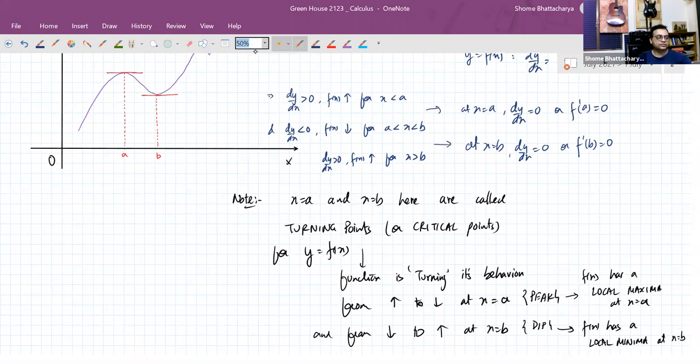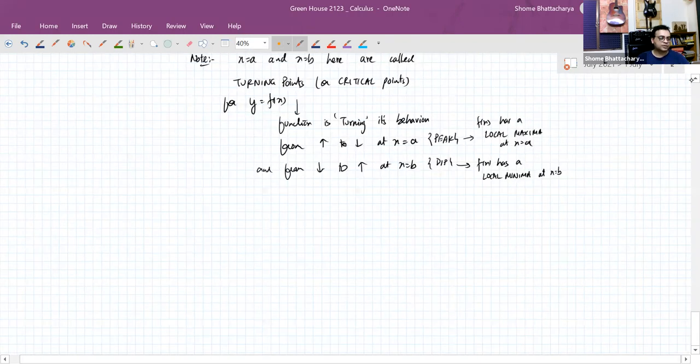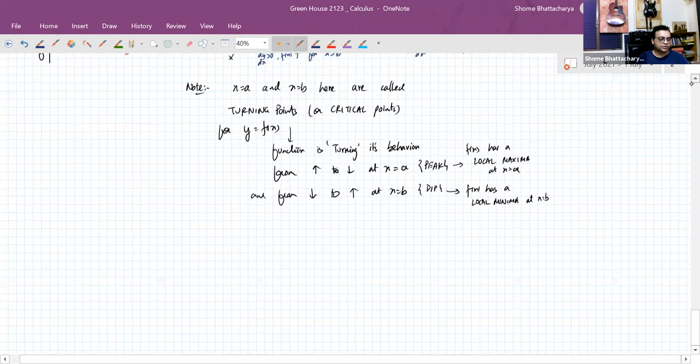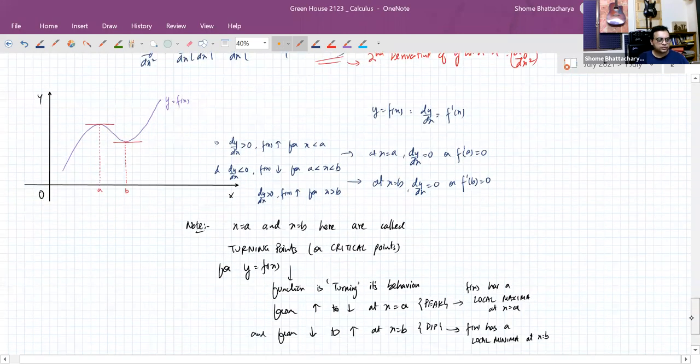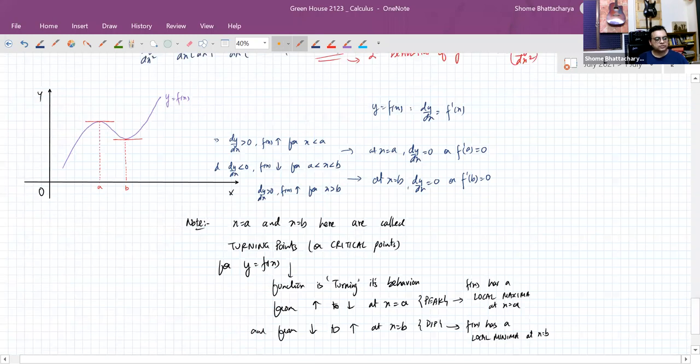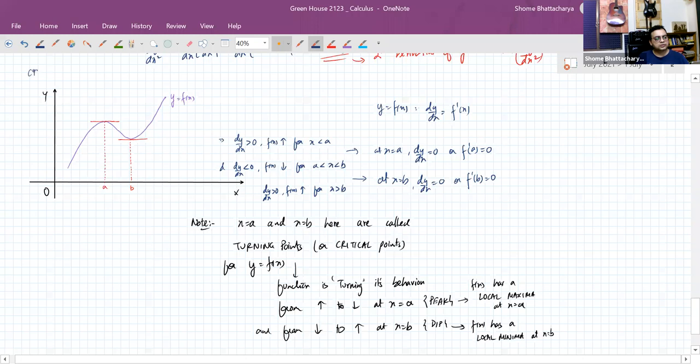And it's in analysis of this maximum and minimum, or local maximum and local minimum, that our second derivative will also come into play. Okay. So first, just come down up to this part. So this is critical or turning points. And the concept of local maxima and minima.